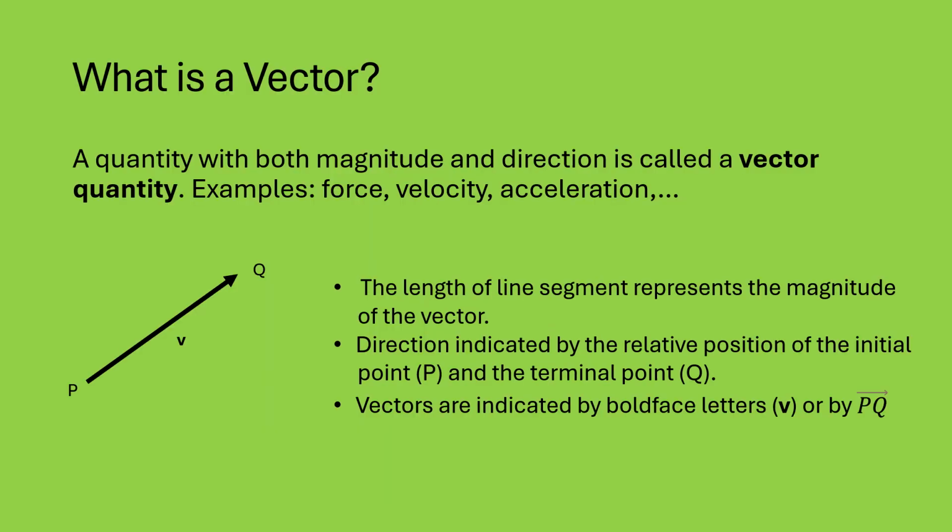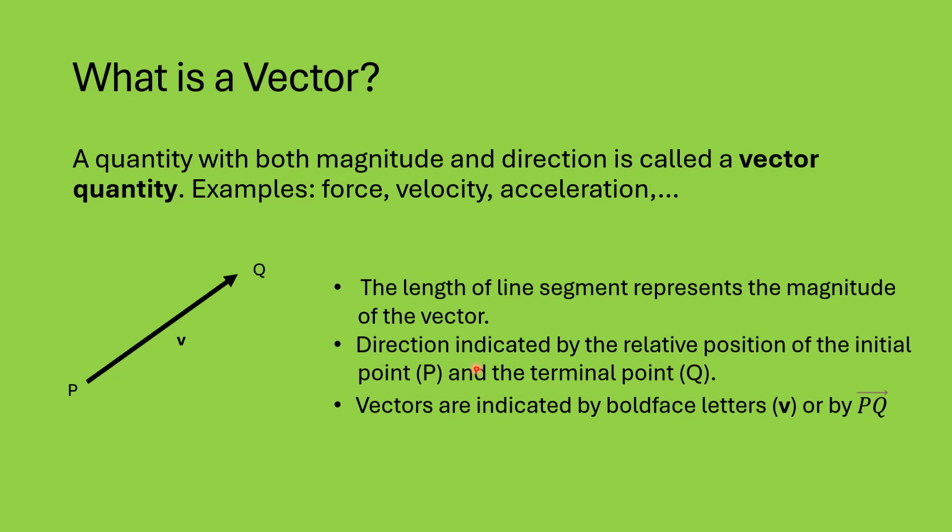What is a vector? A quantity with both magnitude and direction is called a vector. Examples would be force, velocity, acceleration, and there are lots of others too. The length of a line segment represents the magnitude of a vector, the direction indicated by the relative position of the initial point, P, and the terminal point, Q. So the magnitude represents the length of it, and the direction tells us which direction the energy, the force, velocity, acceleration is going.